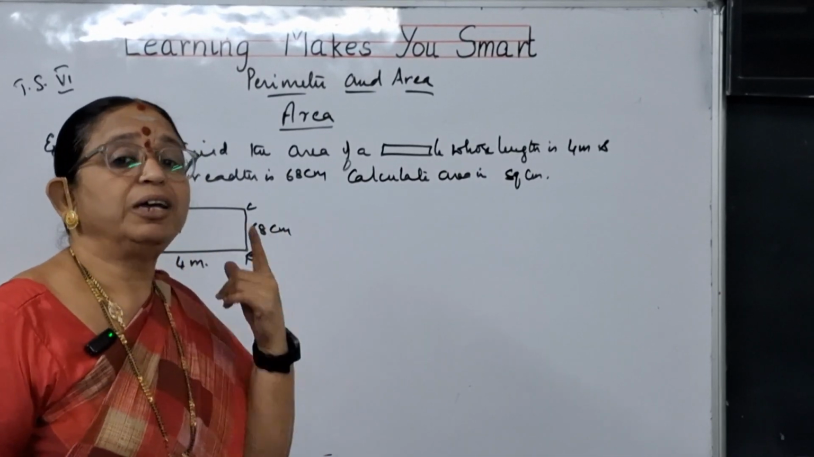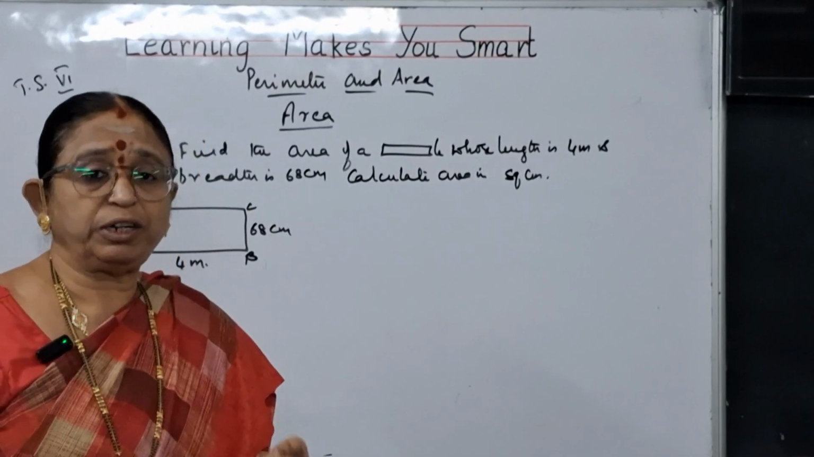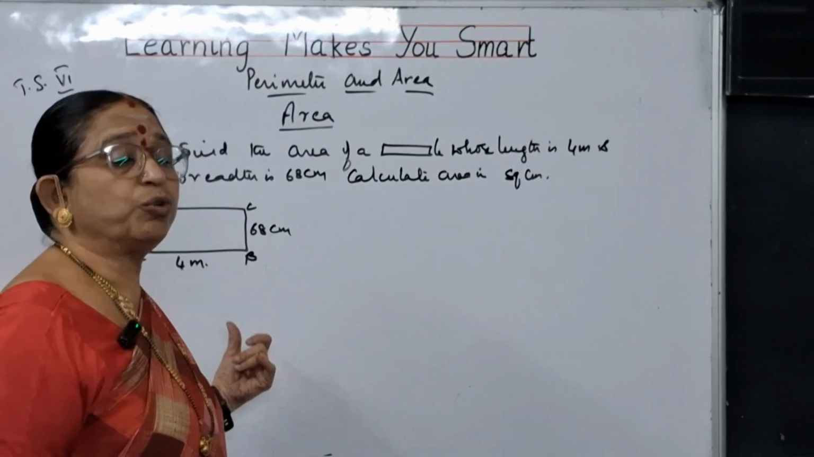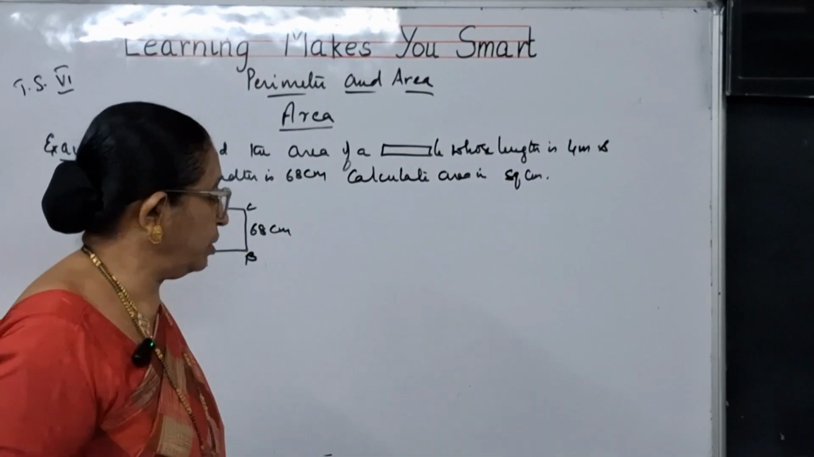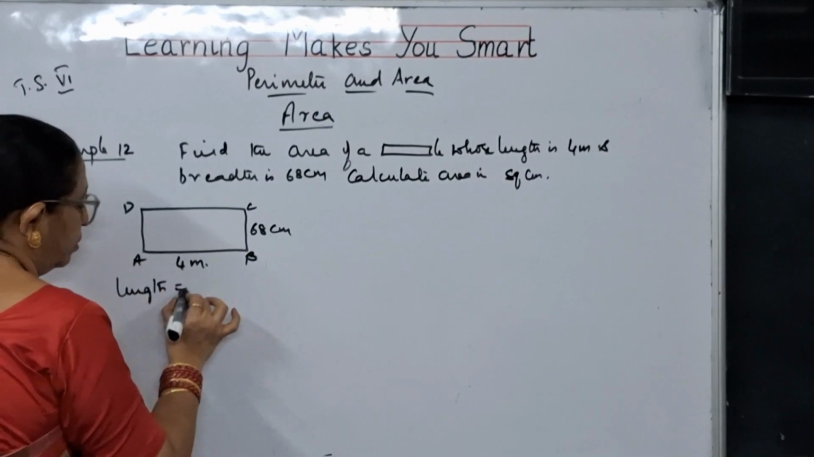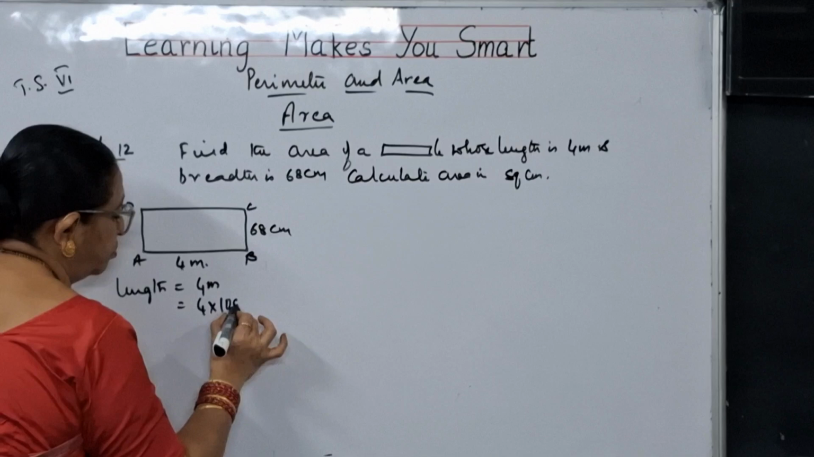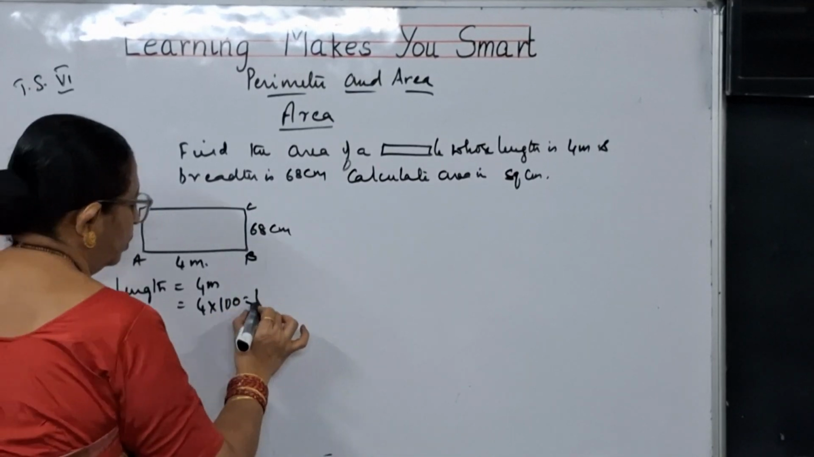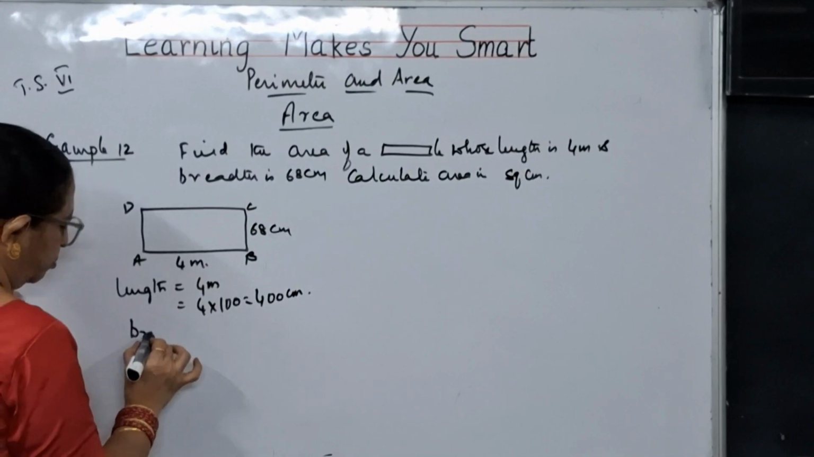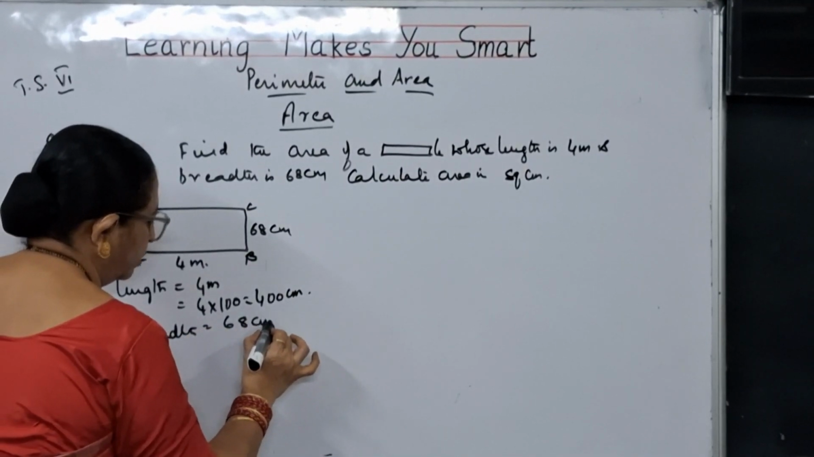What do you mean by that? You have to convert each and every unit into centimeters. Out of the 2 units, one they have already given to you as centimeters, so the other one also should be converted into centimeters. So length is equal to 4 meters. We know that 100 centimeters make 1 meter, so it becomes 400 centimeters. And breadth is equal to 68 centimeters.